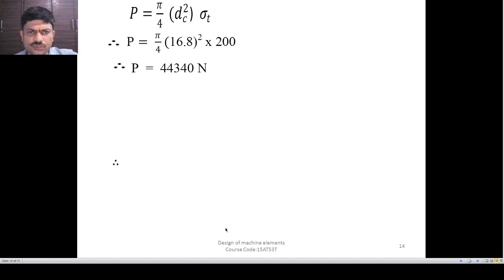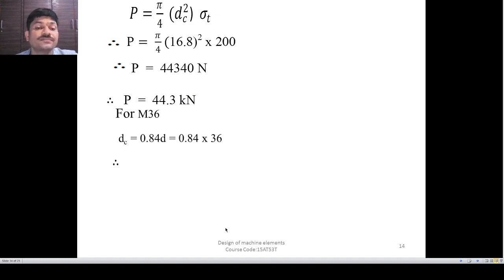Therefore, we are getting 44,340 N. So this much tensile load is acting on the M20 bolt. A bolt which is under the tensile load of 44,340 N. Otherwise, if you want, you can convert to kilonewton, that is 44.34 kN. So this is the final answer for M20. Now let us consider the second case for M36.